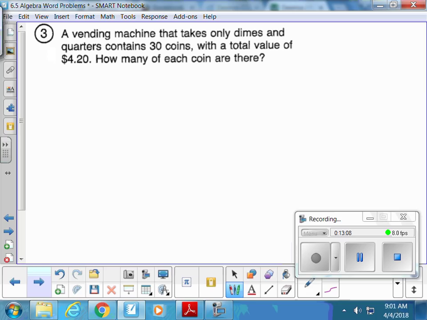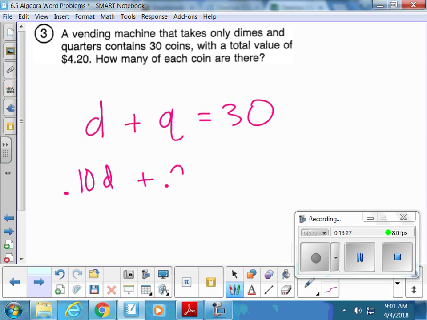A vending machine takes only dimes and quarters, and it contains 30 coins. So dimes and quarters together would be 30 coins. These coins have a total value of 420. So again, you got to think of your values. It's 10 cents each for dimes. It's 25 cents each for quarters. And they're saying the total value is 420. So that would be your setup. And you could solve it however you want. This one definitely would be good for elimination. For Desmos, your choice. Or even substitution.